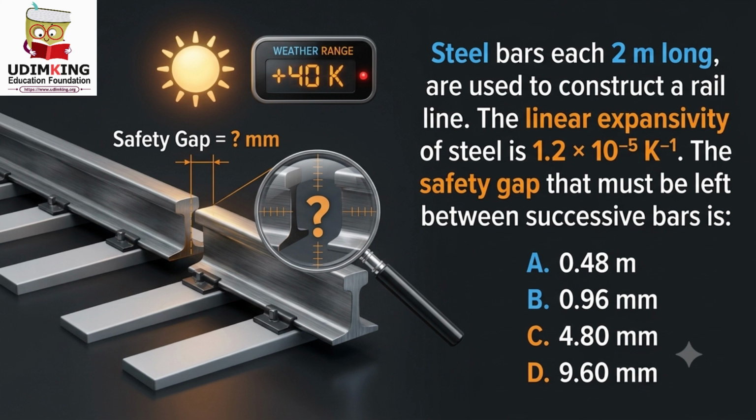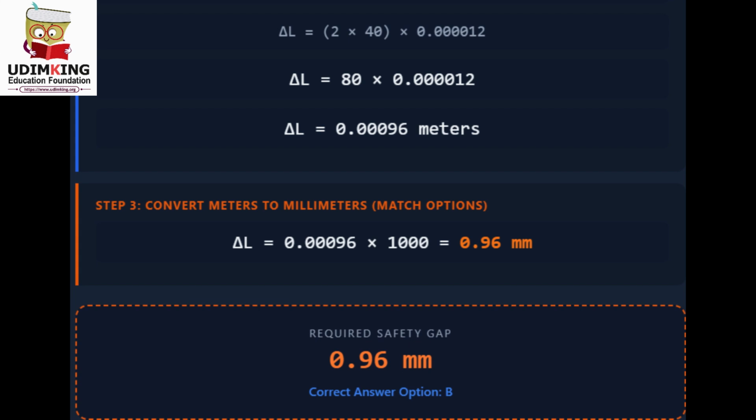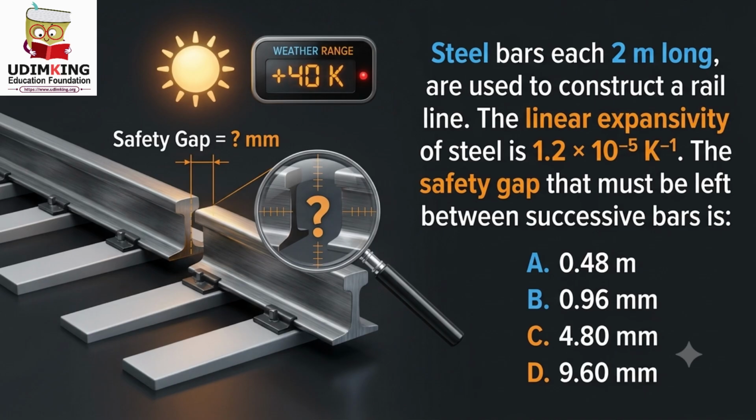Now look closely at our answer options on the right column. Notice that options B, C, and D are all given in millimeters, not meters. So we must convert our result by multiplying by 1000. 0.00096 multiplied by 1000 shifts the decimal point 3 spots to the right, giving us exactly 0.96 millimeters. Checking our choices, this matches option B perfectly. Engineers must leave a tiny expansion safety gap of 0.96 millimeters between each rail track bar.